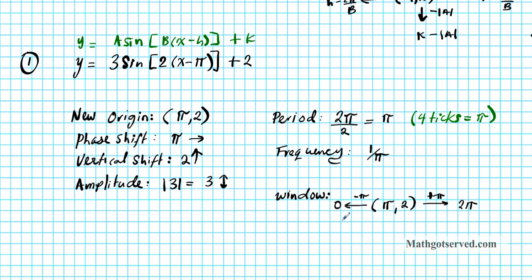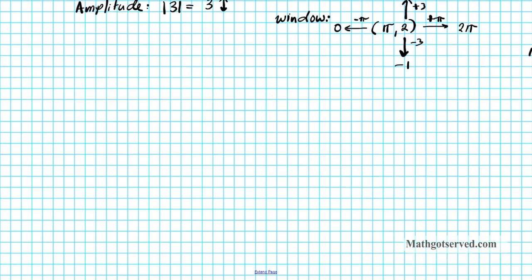And then going up, we're going to add the amplitude, 3. We add 3 to 2, which takes us up to 5. So our y-axis is going to go as high as 5. And then we subtract 3 from 2, so our y-axis is going to go as low as -1. So this window is what we're going to look at to set up our graph.